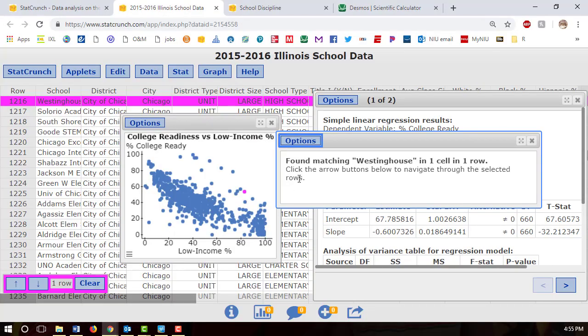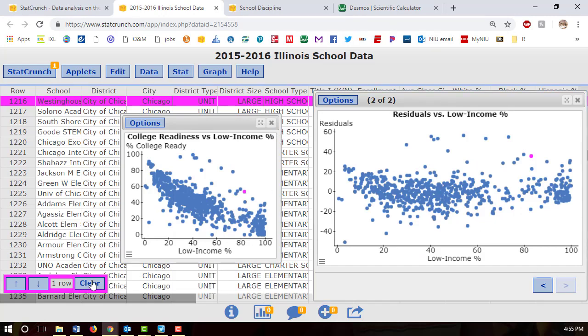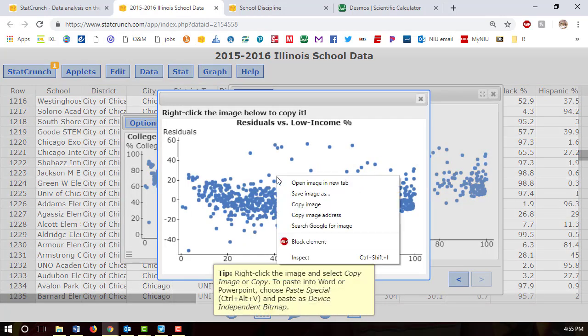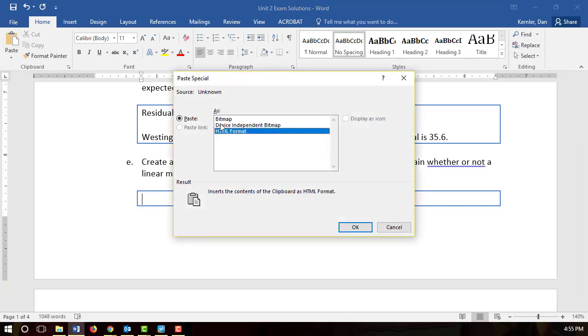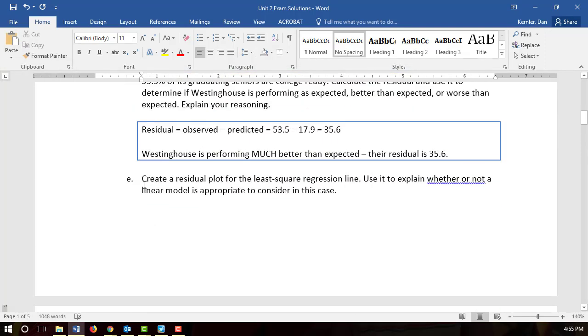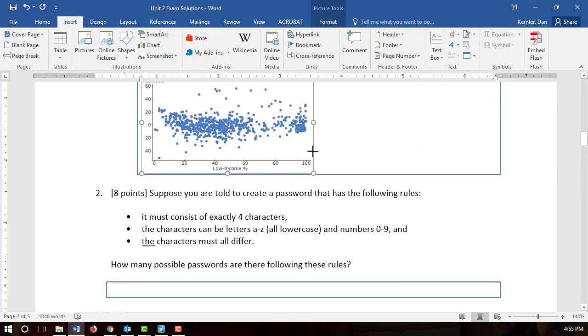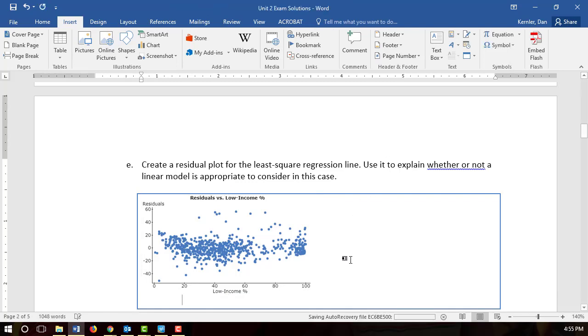All right, residual plot. We did make that. That's over here. There's our residual plot. Let's clear Westinghouse out of there. All right, options, copy image, and then paste special device independent bitmap. Let me go to a new page for that. Okay, and then we are supposed to use it to explain whether or not a linear model is appropriate to consider in this case. So yes, there is no pattern. The spread is pretty consistent.